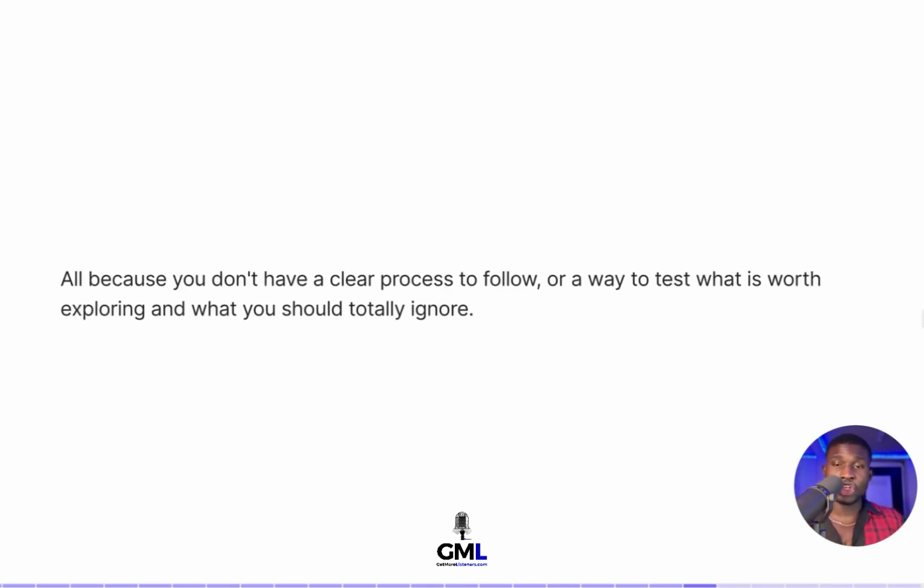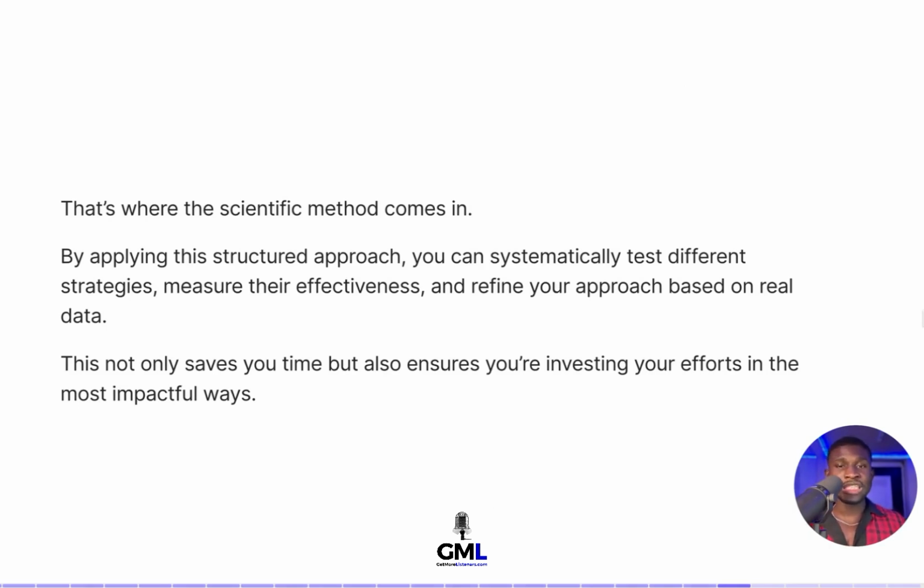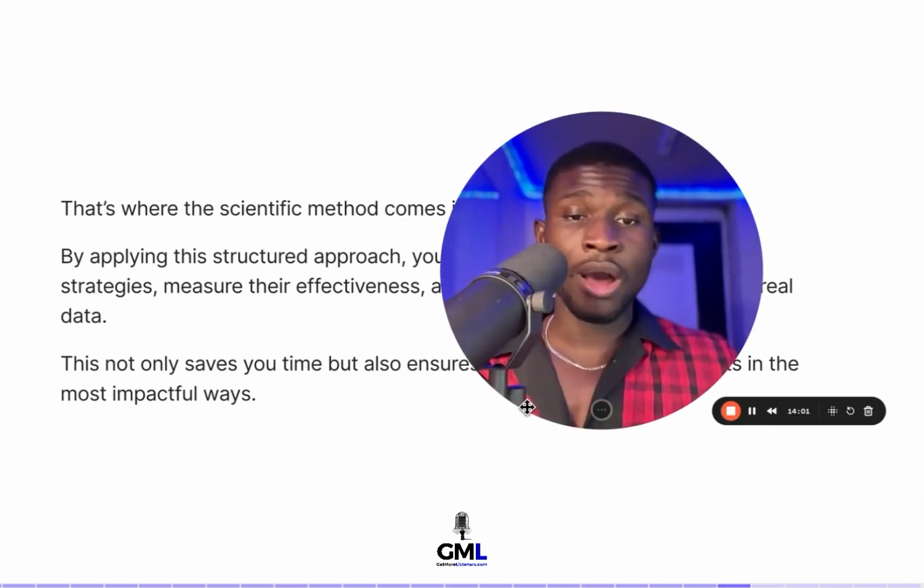And it's all because you don't have a clear process to follow, a way to test what's worth exploring, and ultimately what you should ignore. And that's where the scientific method comes in. By applying this structured approach, you can systematically, I like that word, right? Systematically test out different strategies, measure the effectiveness of this, and refine your approach based on real data. This not only saves you a bunch of time, but ensures you're investing your efforts in the right place to make more impact. Look, I'll be the first one to admit it.